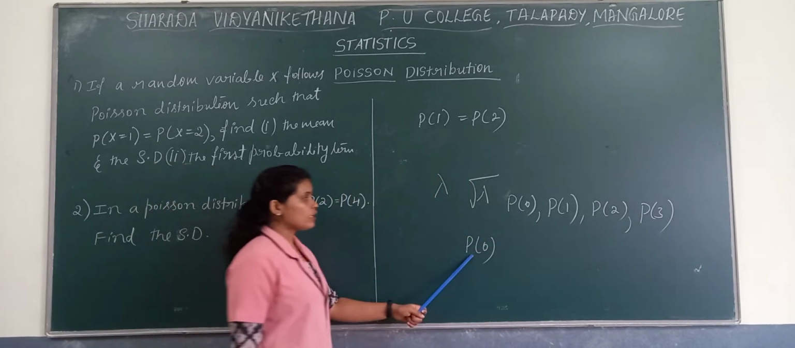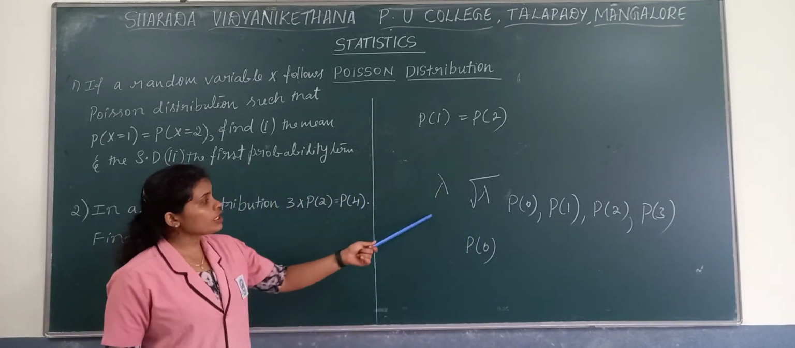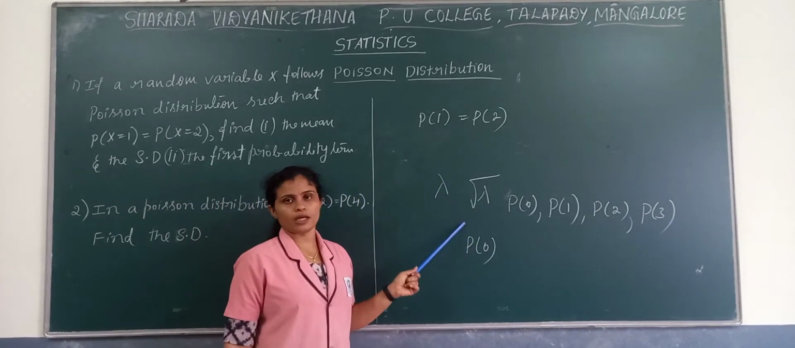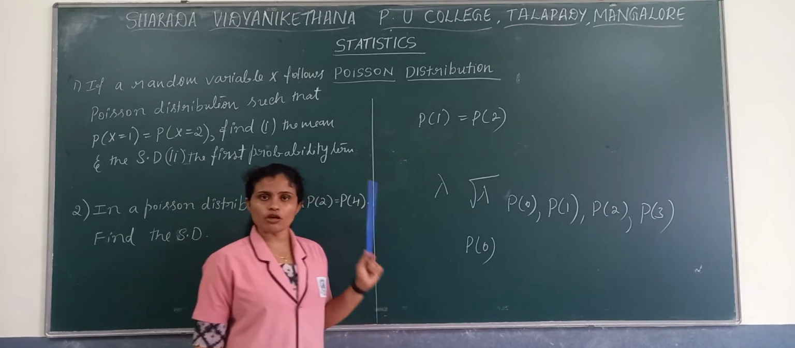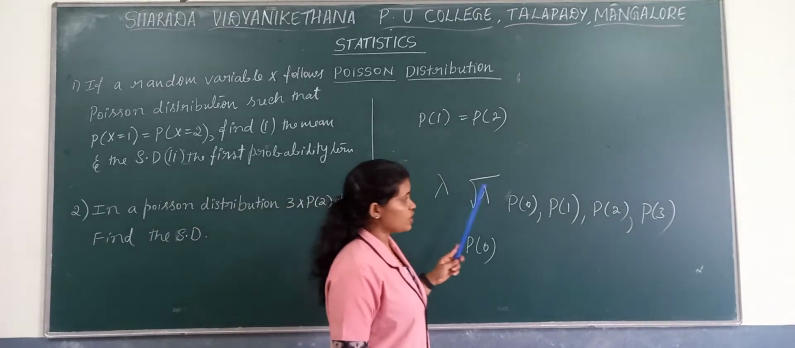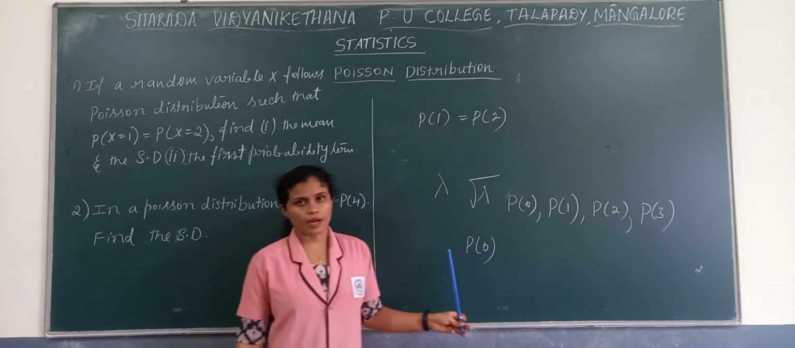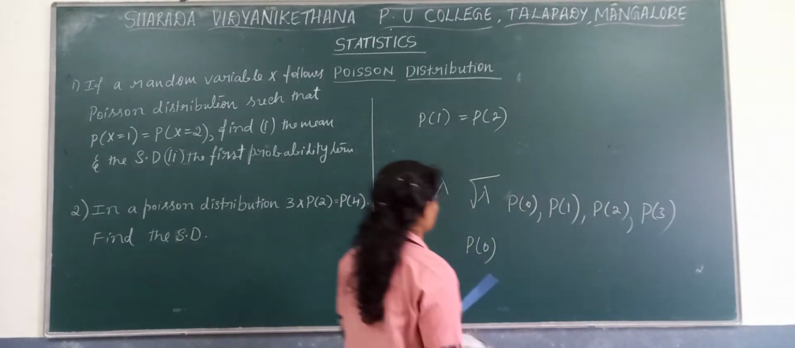But in order to find P of 0, or the mean or standard deviation, we need the value of lambda. Through this information, we need to find the value of lambda. Then we need to find the mean and standard deviation, and after that the first probability term. Now let us find the value of lambda.